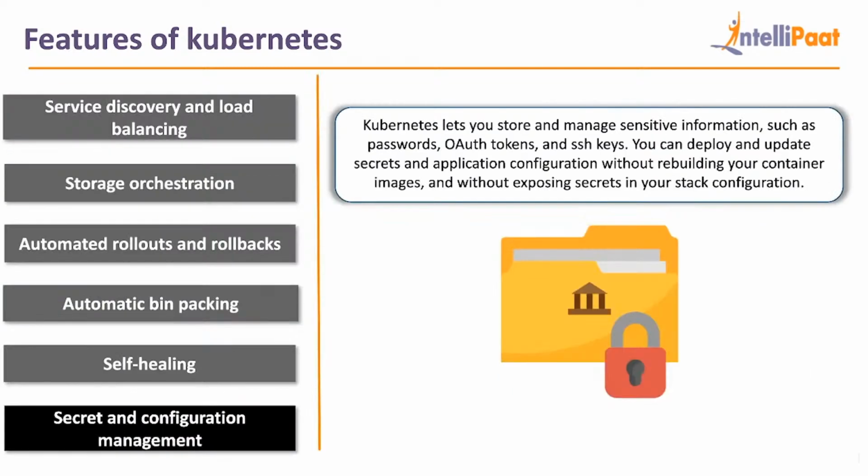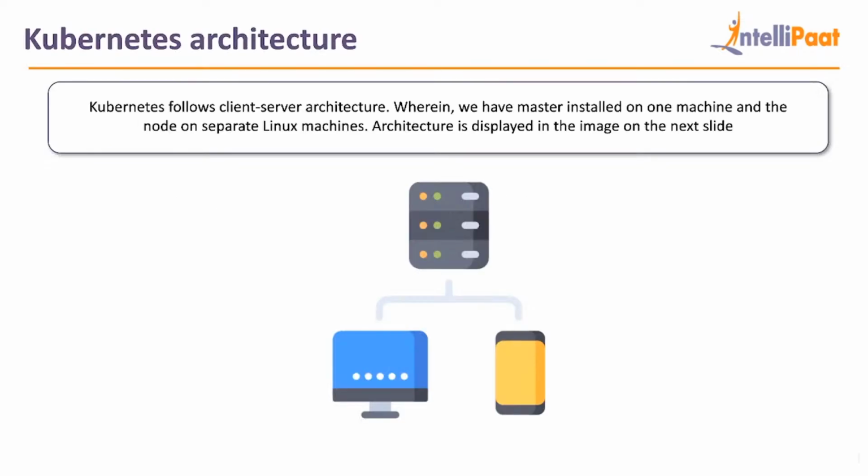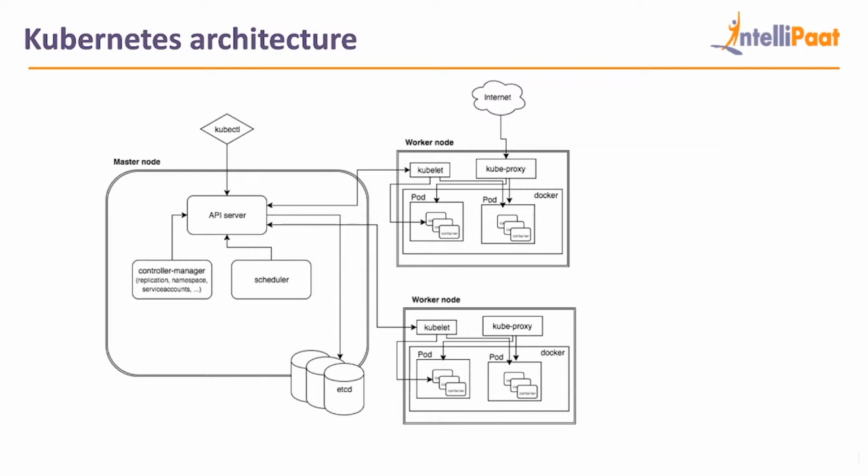So let's move along and talk about the architecture of Kubernetes. The next topic on our hands is the architecture of Kubernetes. In the architecture of Kubernetes, we have very few elements. It follows a client-server architecture wherein we have a master installed on one machine and a node on separate machines. So when you are configuring it, you can think of a master and slave architecture. You can see it better in this image right here. You have 2 worker nodes here, and they are attached to this one master node.